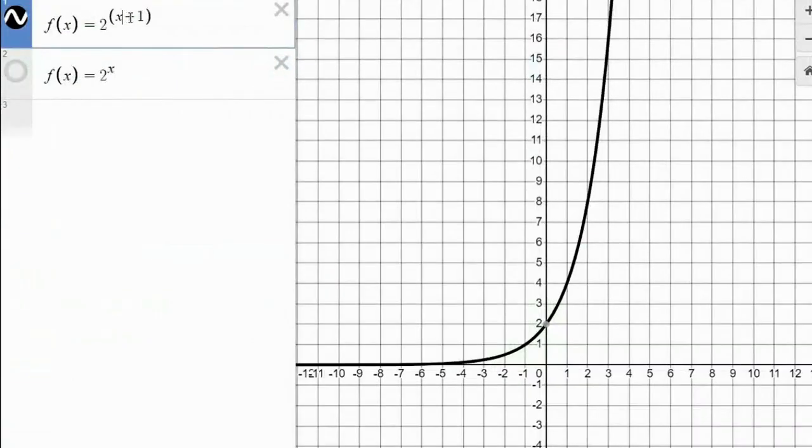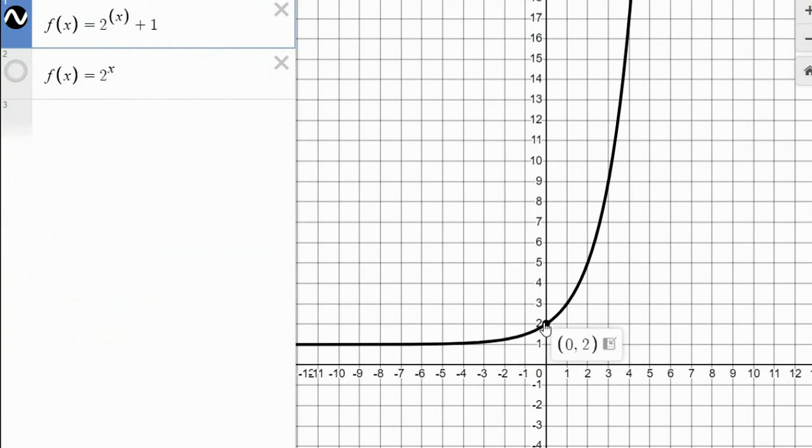Example 3, 2 to the x, plus 1. So if we take the plus 1 away from the x and put it on the outside, now it raises up. It didn't shift it left because when it shifted to the left, we had the intercept down here. Let's compare those.